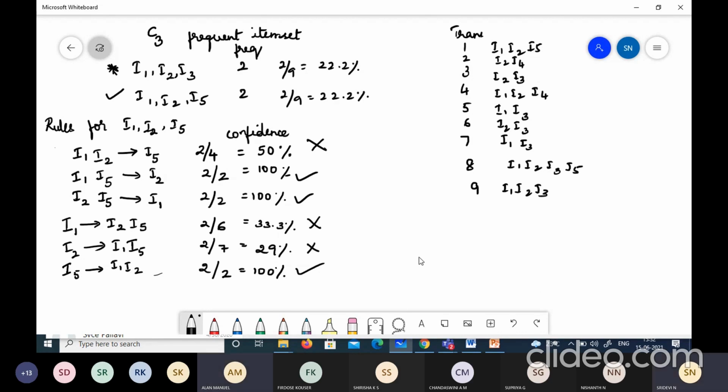Yes, that's right. Just check once with the other values. So this will be 2 by 4, 2 by 4, 2 by 4, 2 by 6, 2 by 7, and 2 by 6. So it will be 50, 50, 50, 33.3, 29, and 33.3. It's one of the important problems which is frequently asked in your externals as well as in your internals. I don't want you to copy and write. I want you to solve it individually without looking into anything.